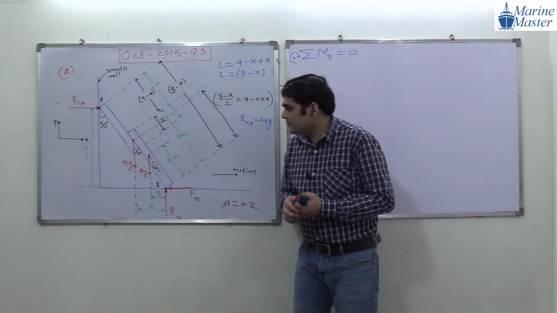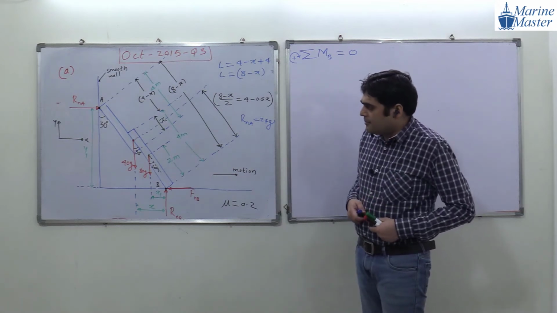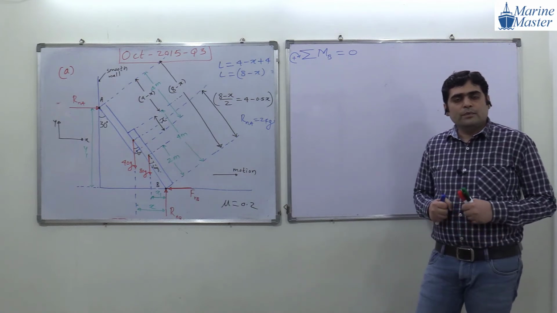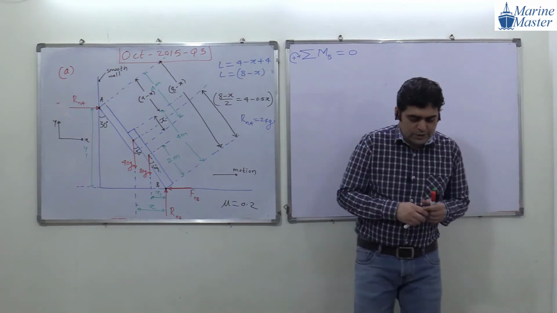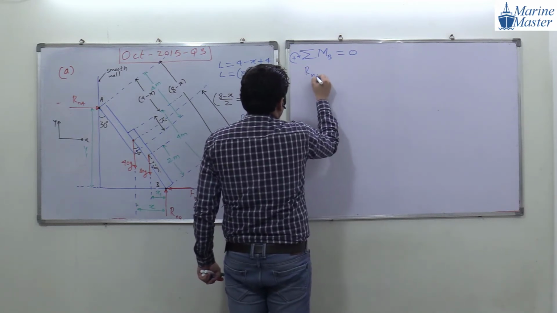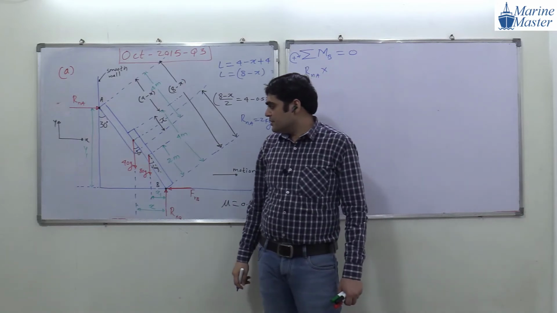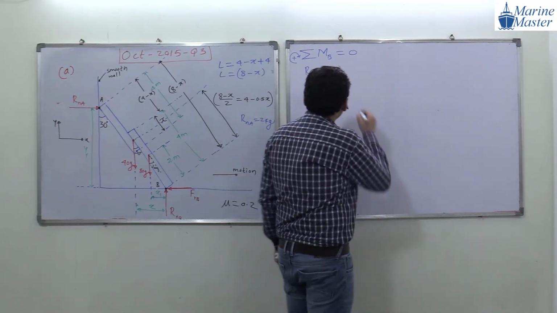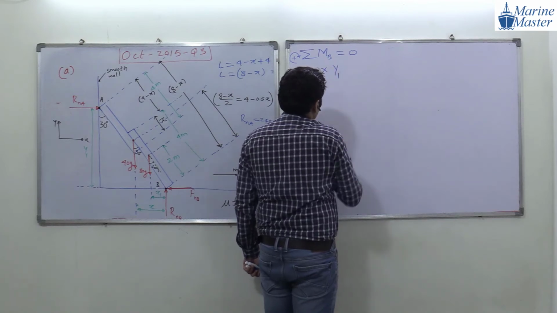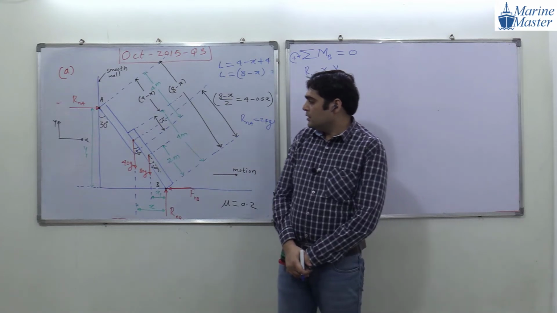What will be the story? First of all, RNA. What is the effect of RNA about point B, clockwise or anti-clockwise? Clockwise. Okay, good. So RNA into the perpendicular distance. How much, guys? What will be the perpendicular distance? y1. So the perpendicular distance will be y1.